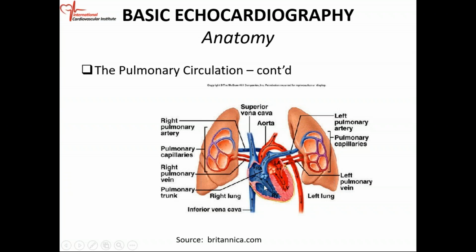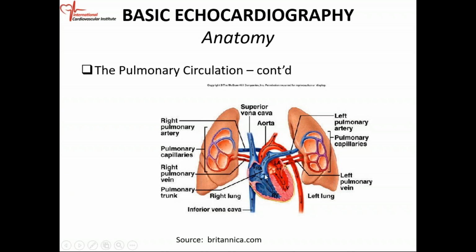This area, so this is the right ventricle. This area of the right ventricle where the blood is going to leave to enter the pulmonary trunk is called the right ventricular outflow tract. Outflow because blood is leaving out of the ventricle. So this area is the right ventricular outflow tract, because blood is leaving the right ventricle.